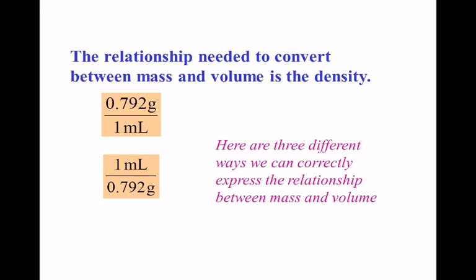We could also flatten it out. For methanol, I know it sounds weird, but we could say 0.792 grams is equal to 1 milliliter. Now there is uncertainty in that 0.792. There are 3 sig figs, and that will guide how we round if it's the shortest number.